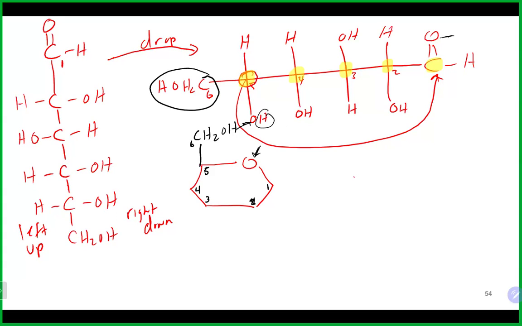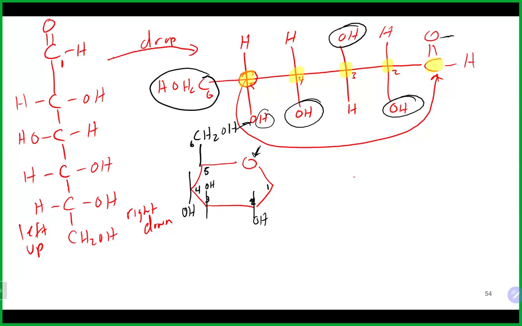Because of that whole incorporation at carbon number 5, in this particular case, we skip it and we go to carbon number 4. And we can see that the OH group is down, so we would write our OH group down. We go to carbon number 3, our OH group is up, so we would write it up. And carbon number 2, our OH group is down.